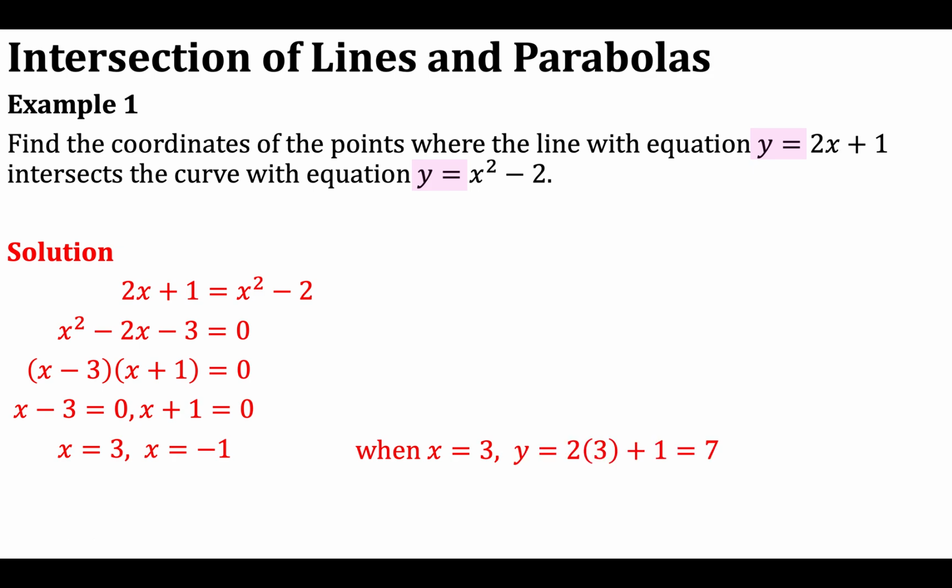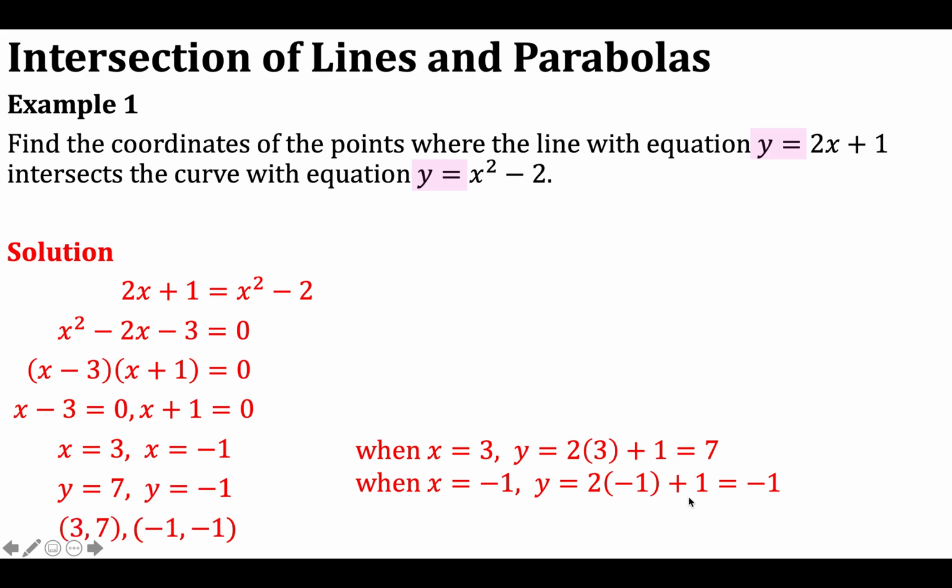So when x is equal to 3, we can calculate y. We're saying 2 times 3 plus 1, that's using the straight line equation, gives us 7. So we have the point (3, 7). And when x is equal to negative 1, y will be 2 times negative 1 plus 1, which is also negative 1. So we have these 2 points, (3, 7) and (-1, -1). And those are the points of intersection where that line meets the parabola.